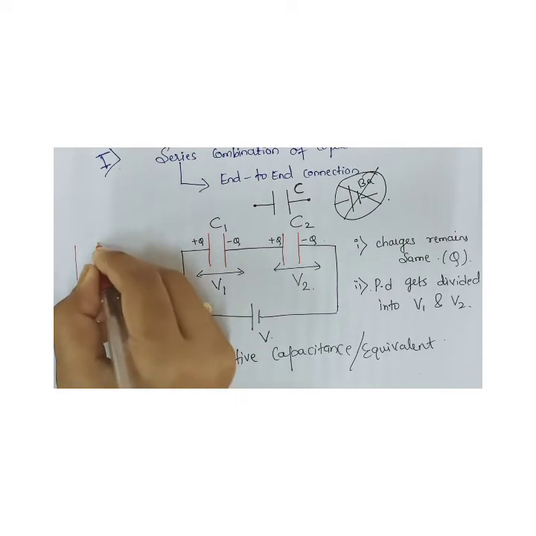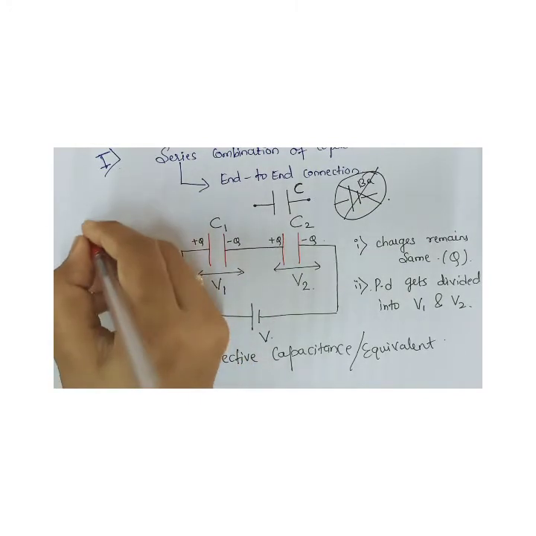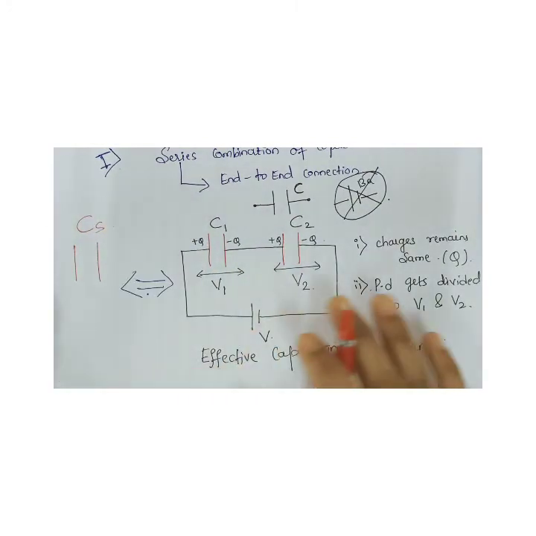I'll draw here. So this is one capacitor which is having capacitance CS.